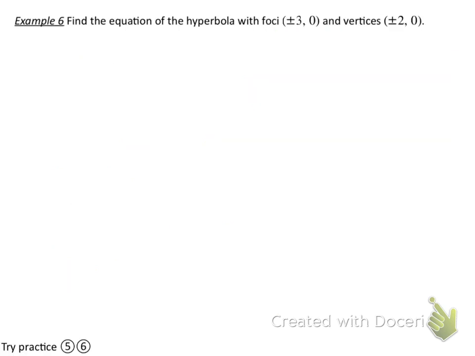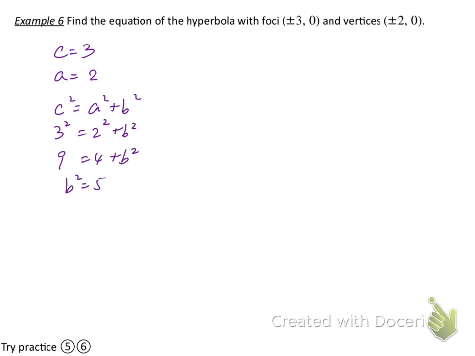Finally, we want to recover the equation of a hyperbola. And I have the foci at 3. First of all, that's c. And the vertices is a. Then c squared equals a squared plus b squared. 3 squared equals 2 squared plus b squared, 9 and 4. So b squared equals 5. Or b equals plus or minus radical 5.